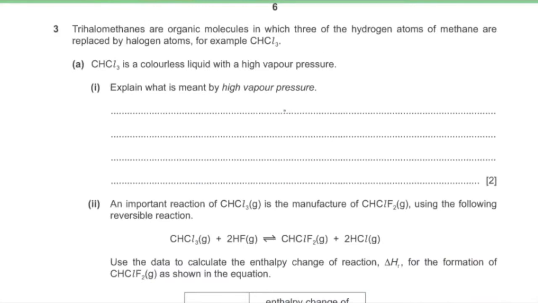Question number 3. Trihalomethanes are organic molecules in which 3 of the hydrogen atoms of methane are replaced by halogen atoms. For example, CHCl3. CHCl3 is a colorless liquid with a high vapor pressure. Explain what is meant by high vapor pressure. So vapor pressure is gas molecules in equilibrium state, and higher vapor pressure is when there are more gaseous molecules than its liquid molecules.